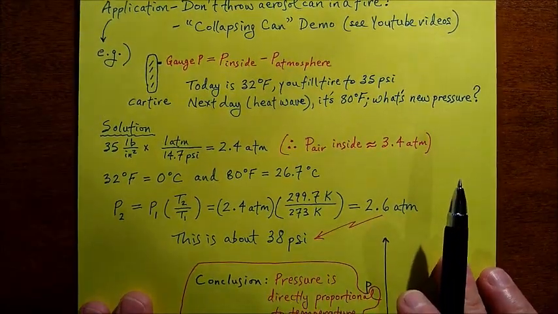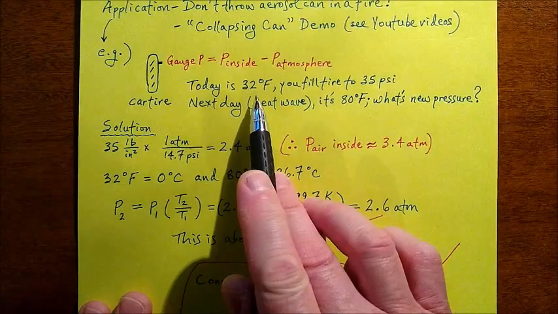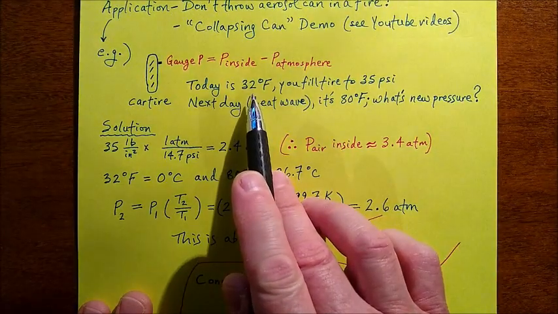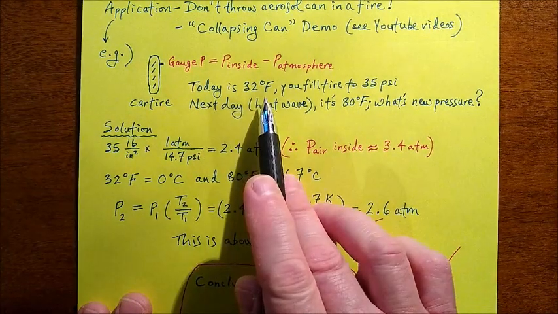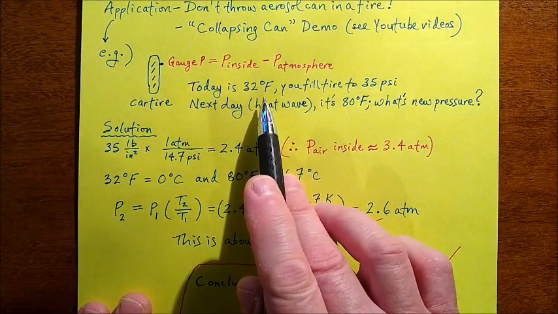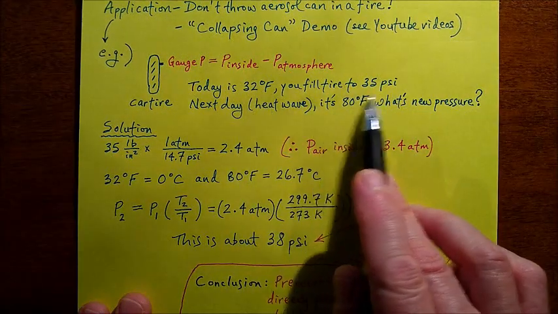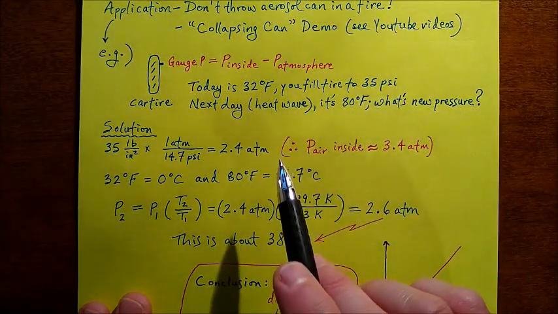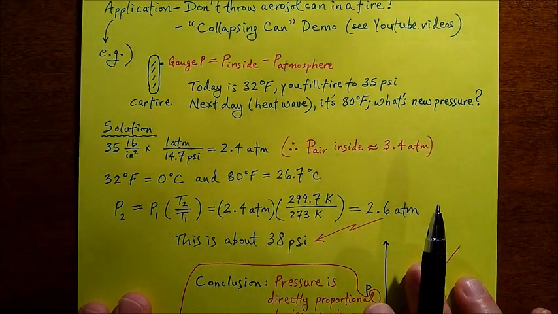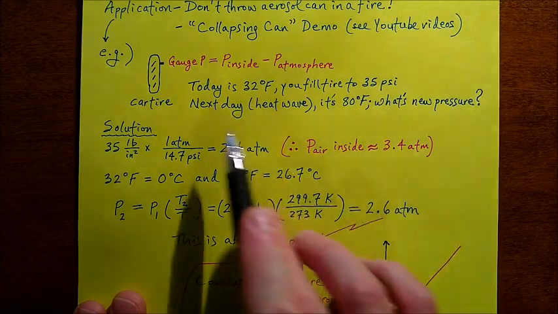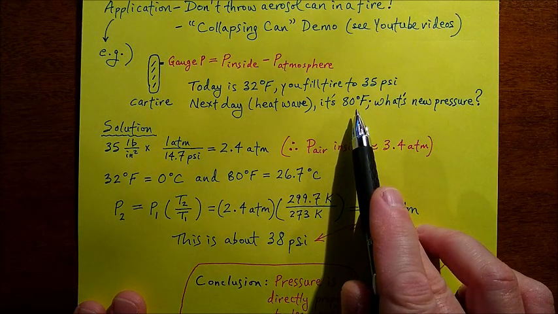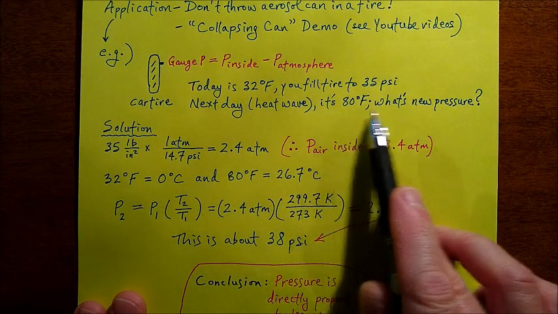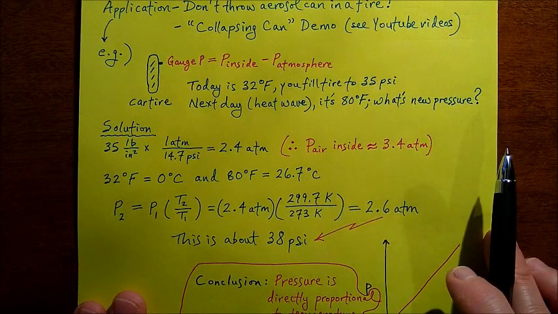So let me show you how that works. Let's say today, for instance, or in the middle of winter, you're measuring the pressure of your tire, it's 32 degrees Fahrenheit, the freezing point of water. You fill the tire and it says 35 psi, 35 pounds per square inch. Let's say you drove to Florida, or all of a sudden we had a heat wave the next day, and the temperature outside was 80 degrees Fahrenheit. What would the new pressure be? How would you calculate that?